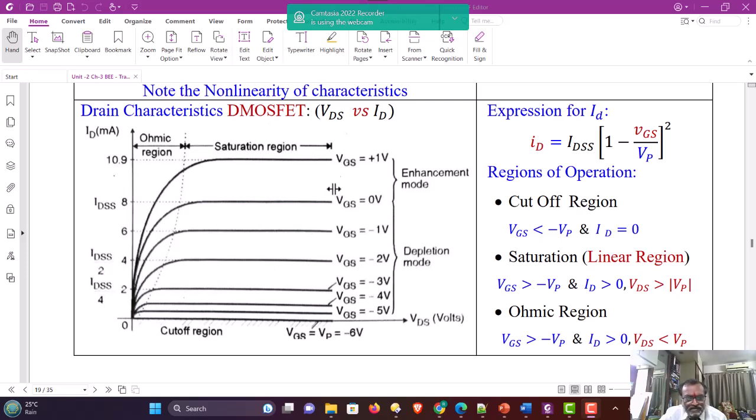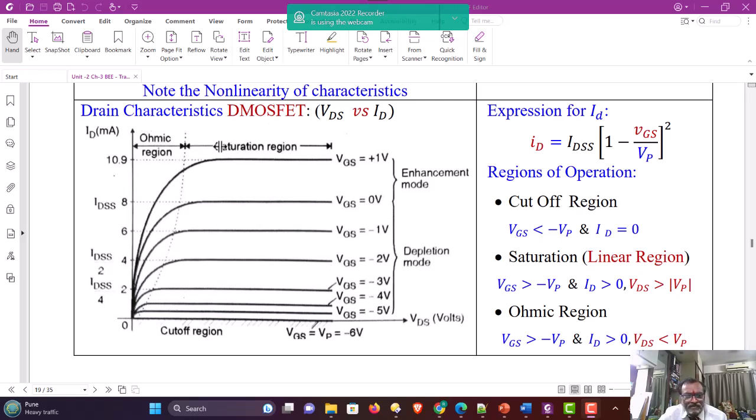Whereas the remaining region shown here, where the characteristics are horizontal lines, if the VGS changes, the ID value is changed in this region proportionately. And therefore this region is called the linear region, and it is also called the saturation region. The saturation region here is the linear region for the MOSFET, remember. Whereas in BJT, the saturation region is the region which is the ohmic region of the MOSFET or FET.